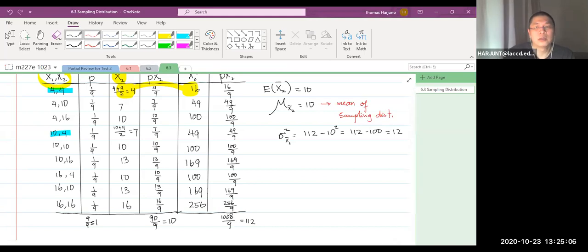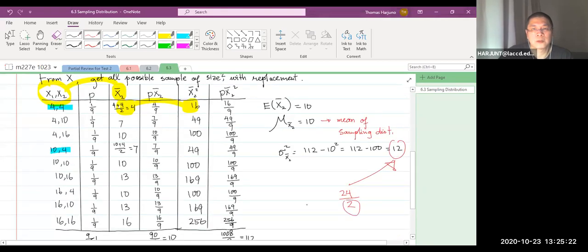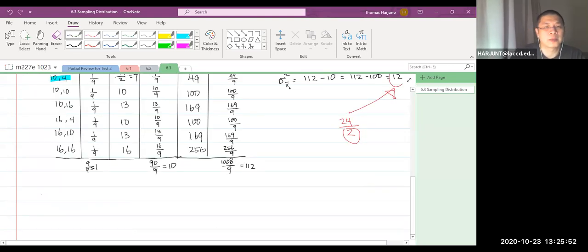Now, I want to tell you that 12 is actually coming from the 24 we had earlier divided by the sample size of 2. Now, let me summarize what we have done here, and we will apply the same idea without any further computation, but just come up with the theorem or sampling distribution of the following. The summary.